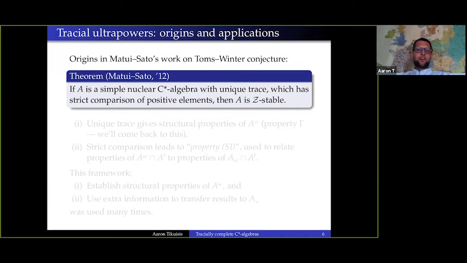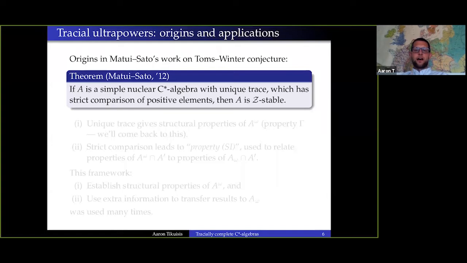Okay, so the origins and the applications of this tracial ultrapower go back to some work of Matui and Sato on the Toms-Winter conjecture. This theorem was a big breakthrough published in 2012. The breakthrough is not only the strength of the theorem, but also the new ideas that went into it, which I'll talk about. It says if you have a simple nuclear C-star algebra with unique trace, and it has strict comparison of positive elements, then it is Z stable.